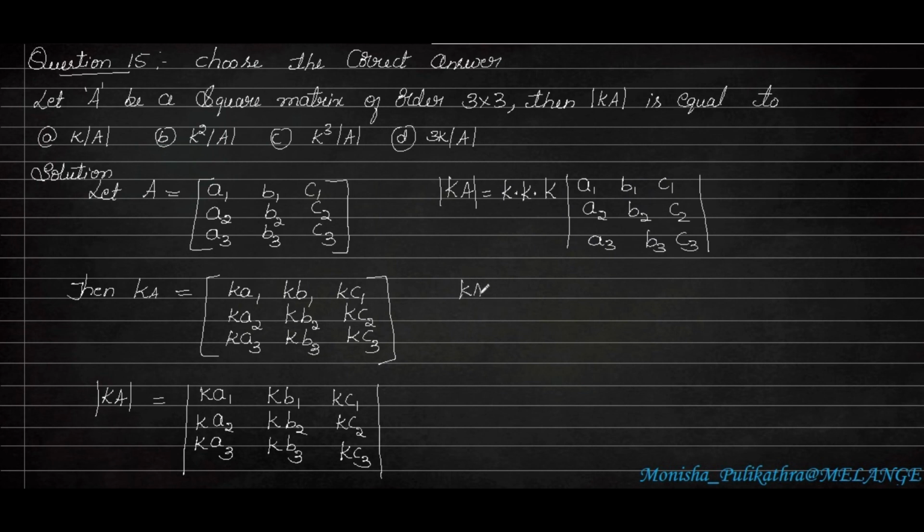So the determinant of kA is equal to k into k into k, that is k cube, into the determinant a1, b1, c1, a2, b2, c2 and a3, b3, c3. This is the determinant of A, right? So we got the determinant of kA is equal to k cube into the determinant of A. So the third answer is correct. Write down option C. Option C is the correct answer. I hope you understood this.